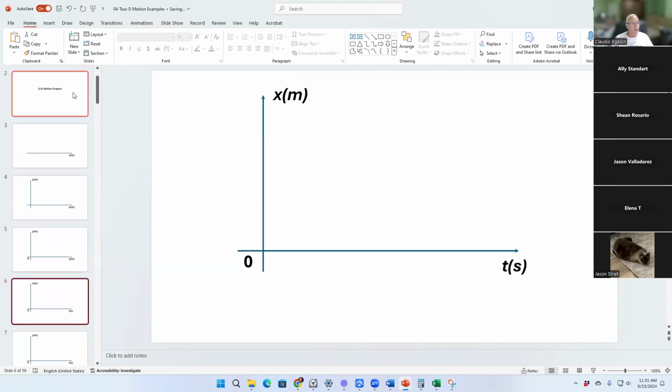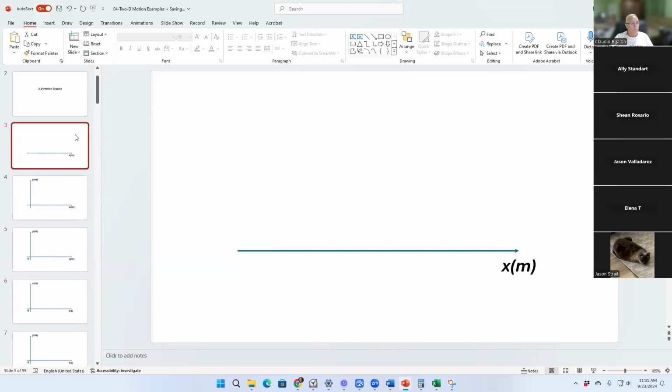We don't need that anymore. Oh, wait a minute. Yeah. Okay, this one we keep. So what is this coordinate axis going to tell you? It's going to tell you the path of the particle. That is what it's going to tell you.